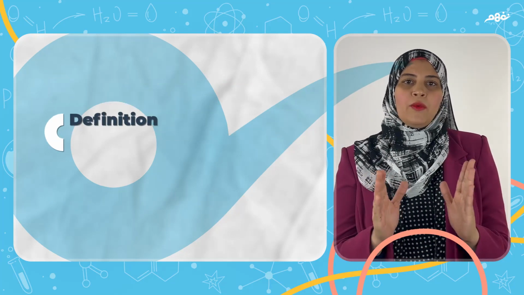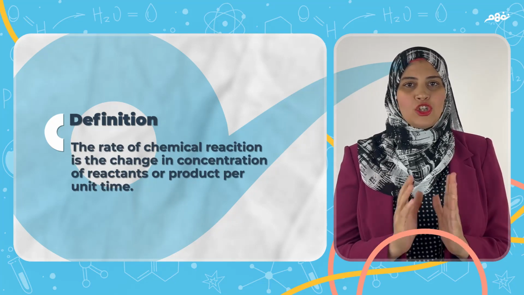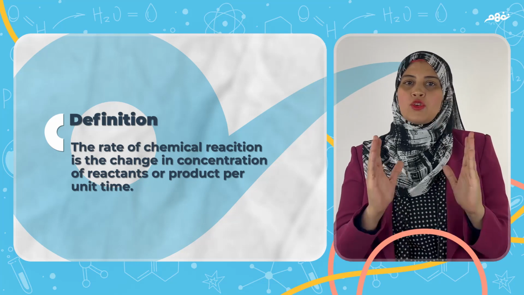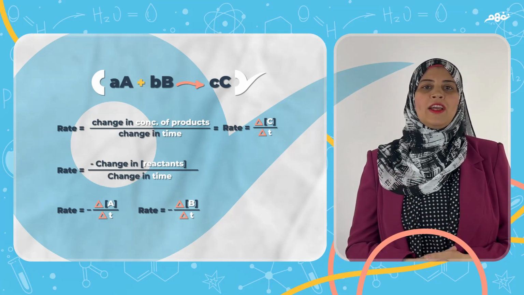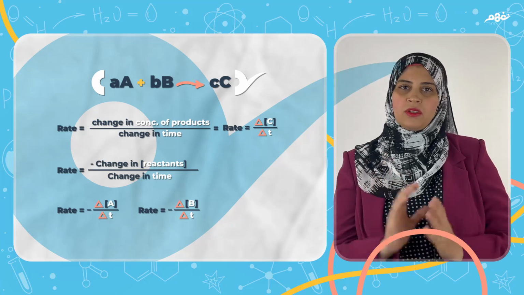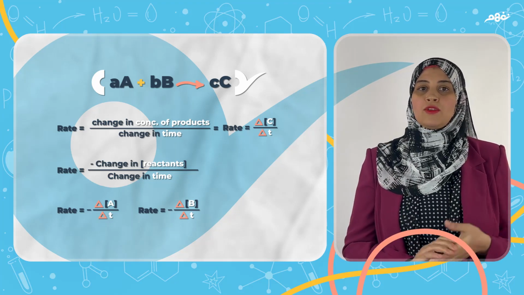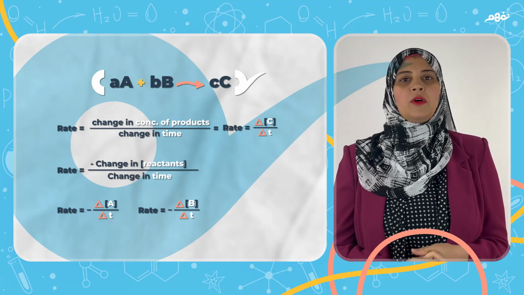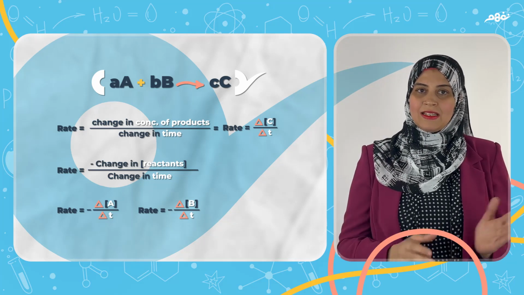In general, how can we measure the rate of reaction? The rate of a chemical reaction equals the change in the concentration of reactants over time. In another way, we can say the rate of reaction equals the change in the concentration of products over time. For example, if we are doing an experiment inside the lab, it's up to you to choose whether you can easily measure the change in the concentration of products or the change in the concentration of reactants.